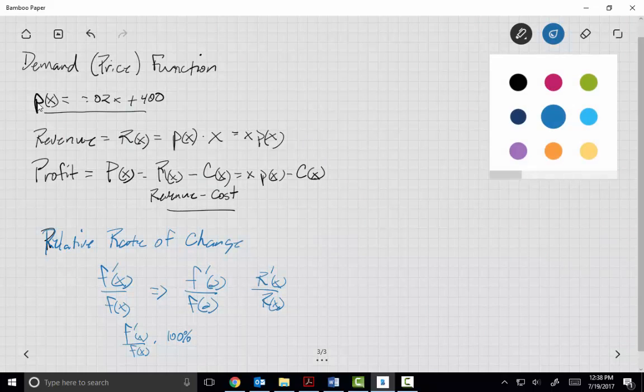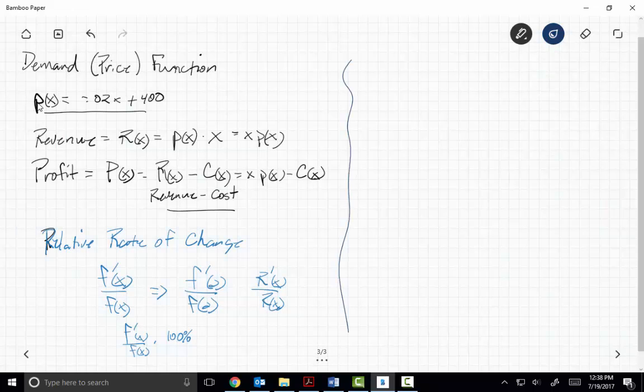Let's go dark blue. I'm feeling a little colorful today. We're going to talk about elasticity of demand. What this really means is, remember, the demand function is the same as price.